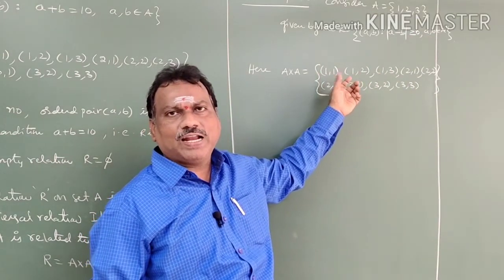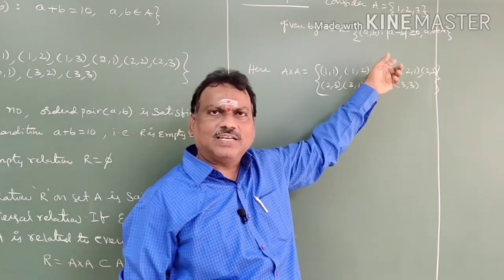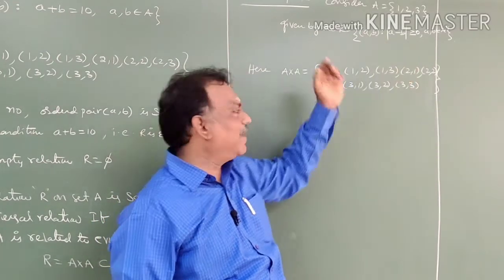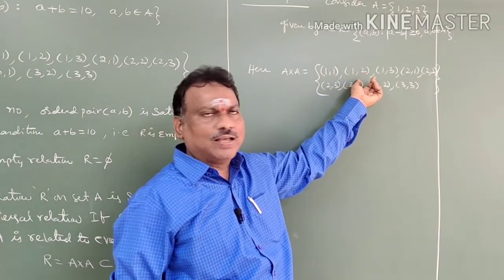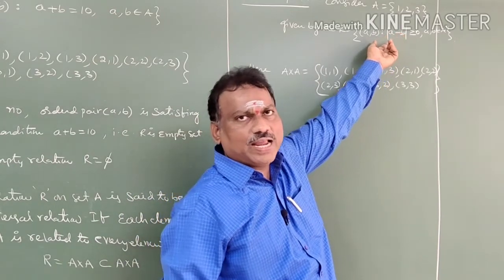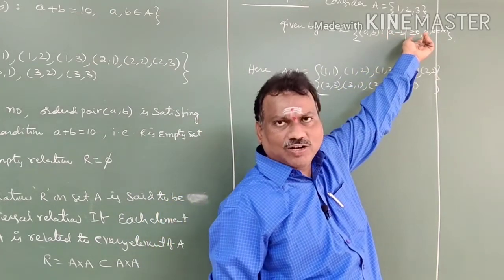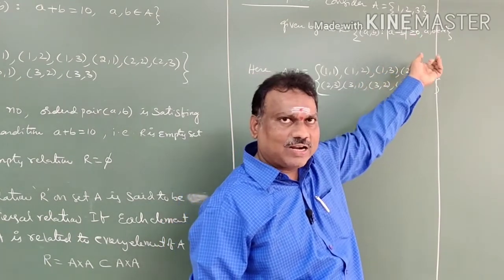1, 1: 1 minus 1 is 0. 0 is greater than or equal to 0? Yes, it is equal to 0, condition satisfied. Now 1, 2: 1 minus 2 is minus 1, but it is in absolute value, modulus. Modulus of minus 1 is greater than or equal to 0. Modulus of minus 1 becomes plus 1. 1 is greater than or equal to 0.